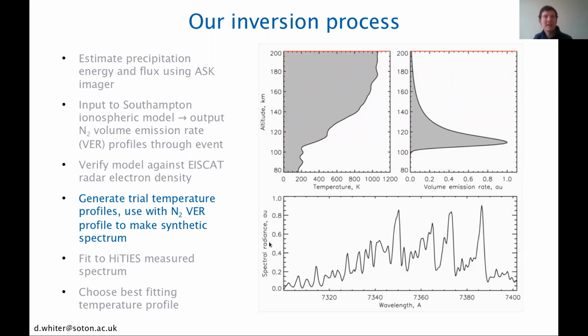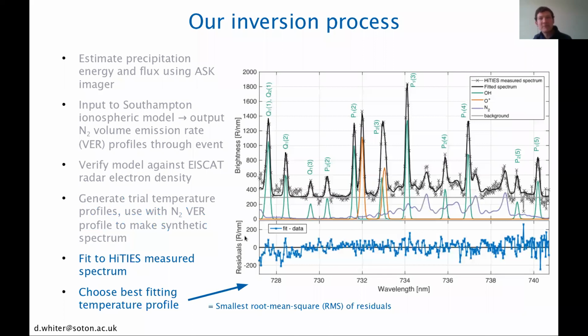And we can do that for many different trial temperature profiles, fit those to the measured spectrum, and essentially choose the best one. And that tells us what the temperature profile was instead of a single temperature. Okay, and we quantify the best one using the residuals between the synthetic spectrum and the observed data, and we use the root mean square of the residuals to quantify how good the fit is. Okay, so that's an overview of the process.